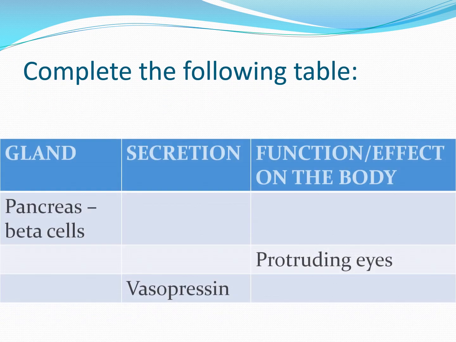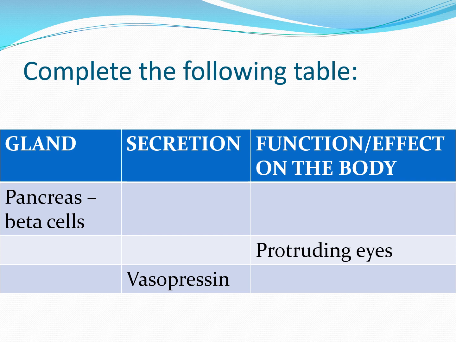Next, complete the following table. Once again, gland, secretion, either function or effect on the body we have to say. So first one, pancreas. Pancreas, specially mentioned beta cells. Pancreas beta cells secrete insulin. So under secretion we have to write insulin.